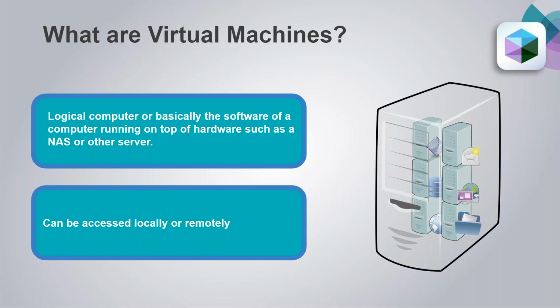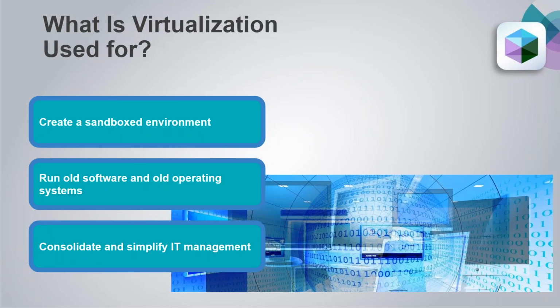through a web browser. And so virtualization can be used in a number of use cases for both private individuals and businesses. VMs can be used as a sandboxed environment. It can also be used to run old operating systems or old software. It can also help consolidate IT environments and simplify management. And QNAP supports both Virtualization Station in order to run VMs on the NAS, as well as common protocols used for virtualization server storage, such as iSCSI and Fibre Channel, to support larger scale virtualization environments.